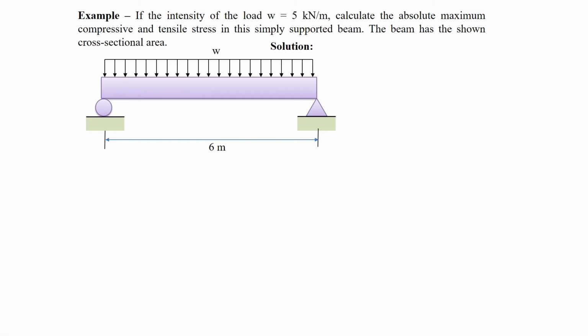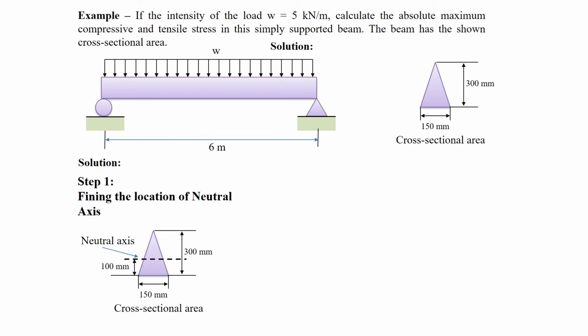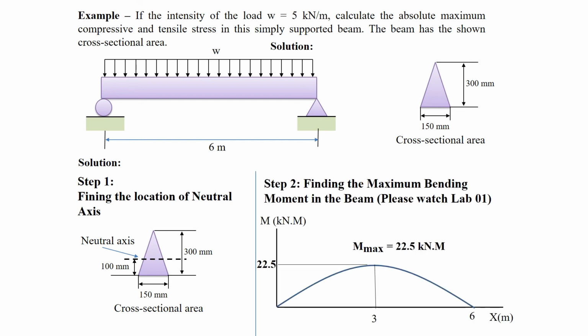If the intensity of the load w equals 5 kilonewtons per meter, calculate the absolute maximum compressive and tensile stress in this simply supported beam. The beam has the shown cross-sectional area. First step is to identify the location of the neutral axis, which is the centroid of the cross-sectional area. Based on the triangular shape of the cross-sectional area for this beam, the neutral axis is at a 100 millimeter distance from the base. Second step is to draw the bending moment diagram to find the maximum moment in the member.